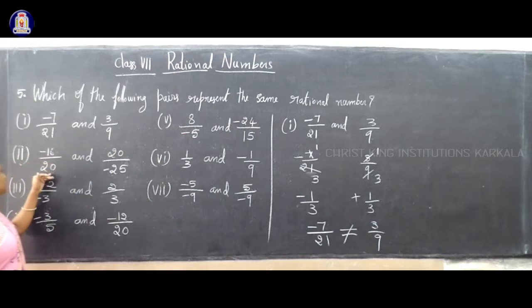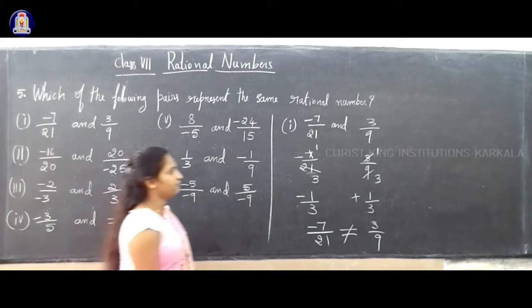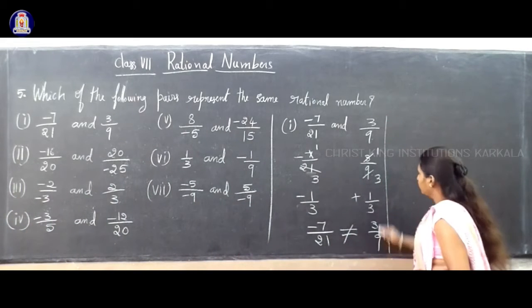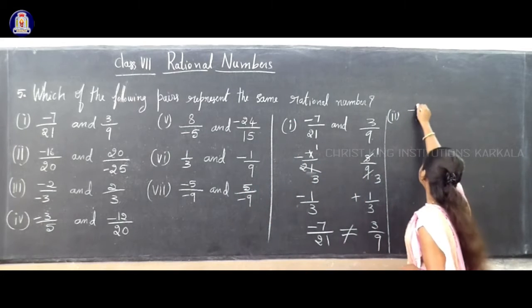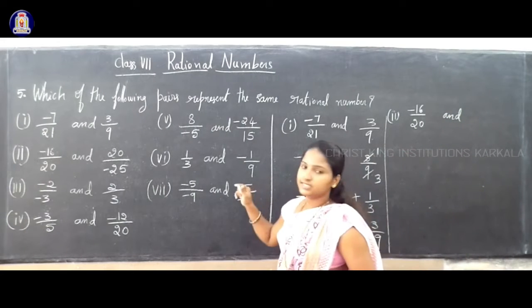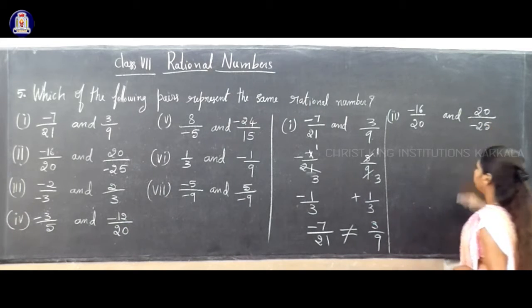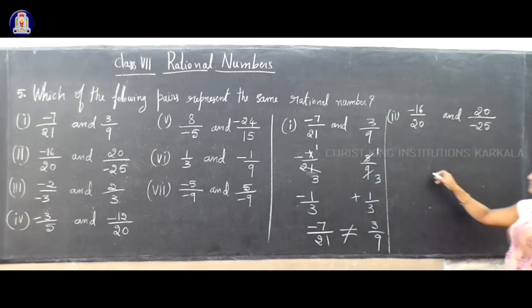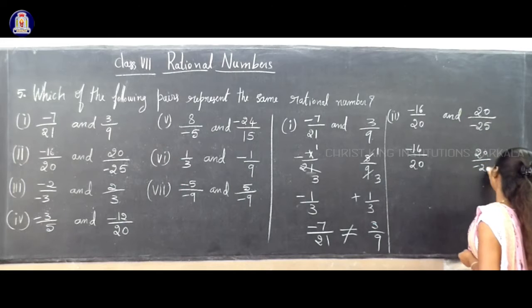Okay? Now we'll see the second question. The second pair of rational numbers is minus 16 by 20 and 20 by minus 25. The second question: minus 16 by 20 and one more, that is 20 by minus 25. So if you simplify, you get 16 by 20 and 20 by minus 25.